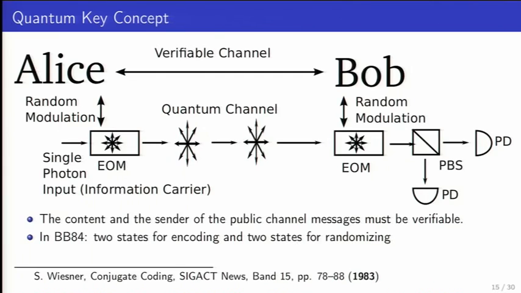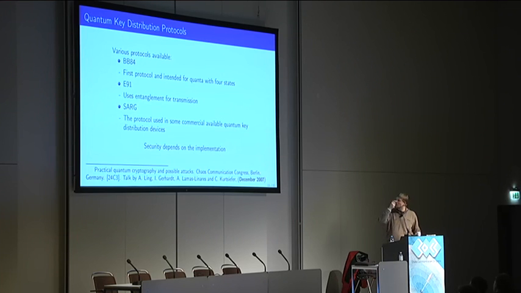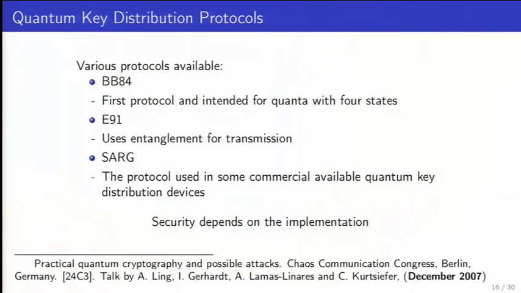In BB84, there are two states for encoding and two states for randomizing. So here you can use two states, and here also two states, and as an input there are also two states you can use. Okay, there are various protocols you can use. BB84 I just mentioned, it was the first protocol and is intended for four states.